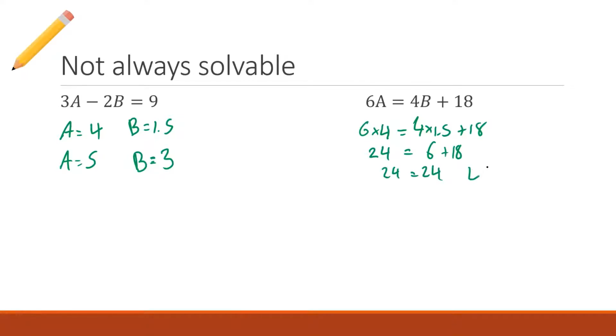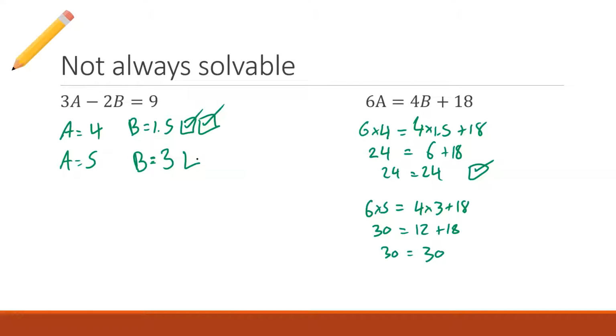24 equals 24. Hey, we found a solution to both of those. Great, cool, we're done. But I want to show you the problem here. What if I did this? 6 times 5 equals 4 times 3 plus 18. Okay, well, 30 equals 12 plus 18. 30 equals 30. Oh, cool. We found two solutions, so they're not unique.